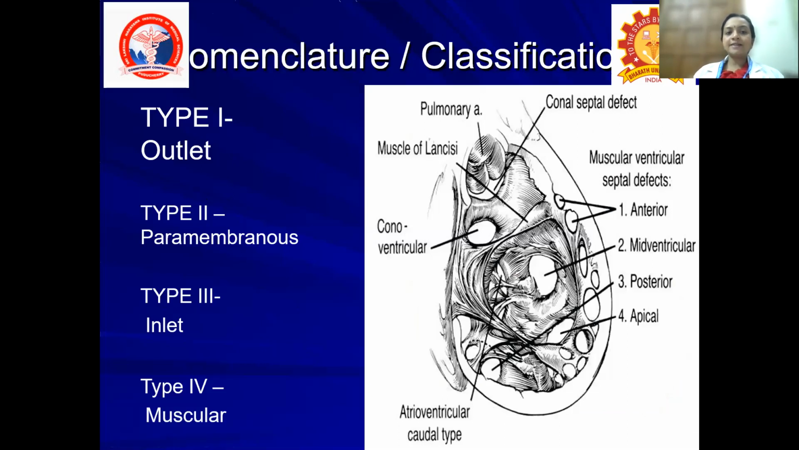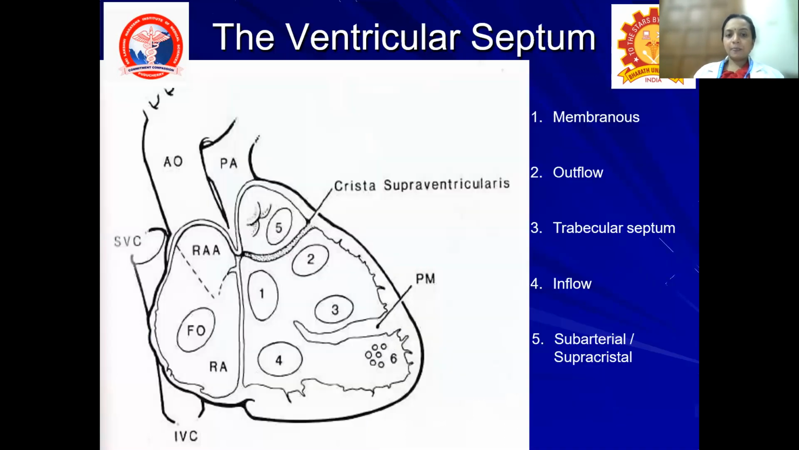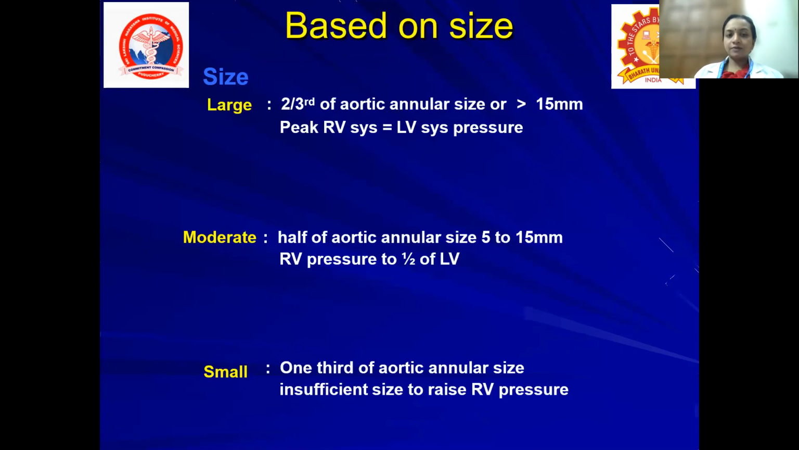Based on its location, the ventricular septal defect is classified as type 1, type 2, type 3, and type 4, whether it is outlet, paramembranous, inlet, or muscular respectively. This picture again shows you the various positions of the ventricular septal defect. Based on the size, we could further classify as small, moderate, and large.